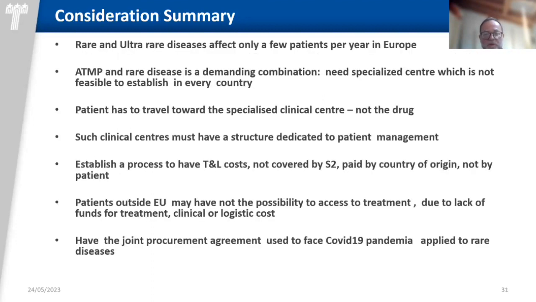So, to conclude, I repeat some of the concepts that I already said, but the take-home message: rare and ultra-rare diseases are rare, and ATMPs and rare disease is a demanding combination and need specialized centers, which is not feasible to establish in every country. This implies that the patients travel to a specialized center, and this center must have a structure dedicated to patient management, to welcome patients coming from abroad.